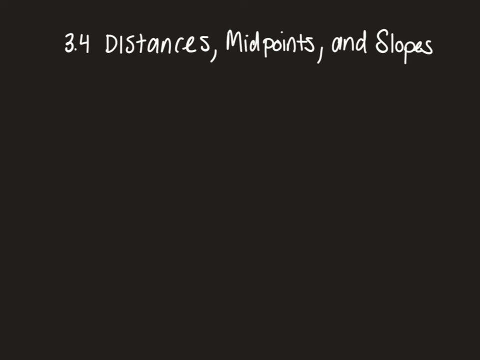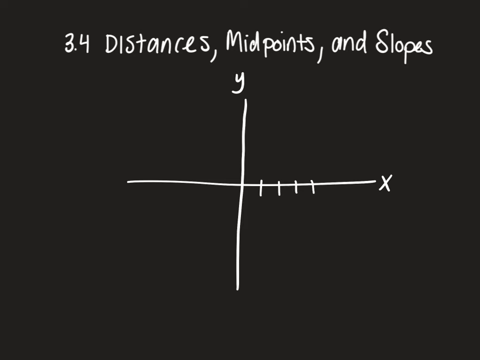All right, so today we're going to do notes for section 3.4, which is about finding distances, midpoints, and slopes. Let's do a quick recap. Remember that we can plot points on a coordinate plane. We've got the x-axis and the y-axis. Let's say this point here has coordinates 3, 2, because we go over 3, which is our x value, and then up 2, which is our y.